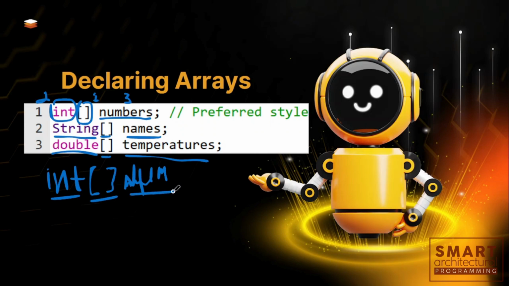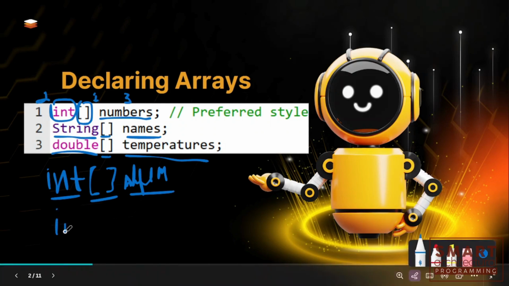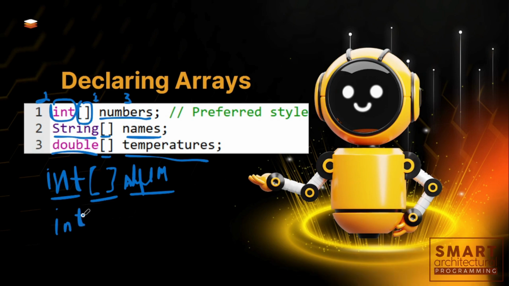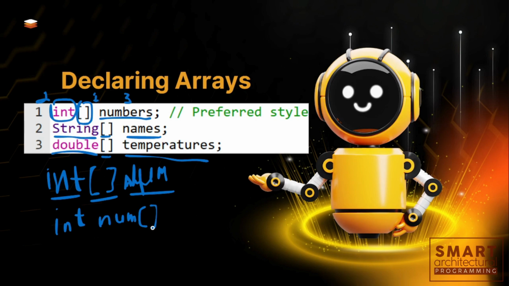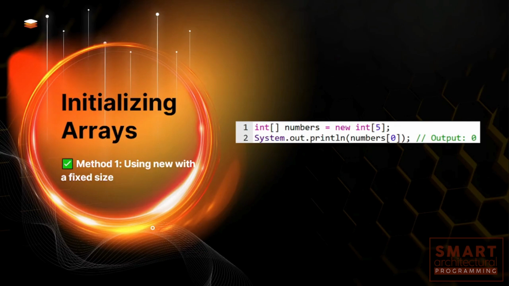But one of the most common mistakes when declaring arrays is this: we write int, which is fine, that's the data type. But instead, sometimes people write the array name next, which is num, and after that they use the square brackets. That might work in other languages, but that is not how you declare arrays in Java. So that is a common mistake people make, and we need to keep that in mind.